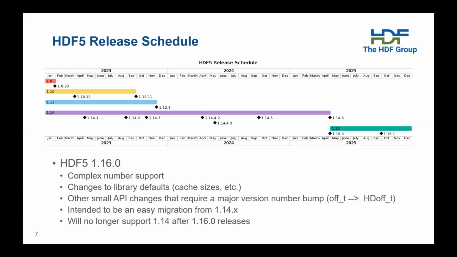We do want to change some of the library defaults to work better with things like cloud optimized HDF5 with modern storage systems. And then there's a few other minor API changes, like we're going from off_t, which is only 32 bits on Windows, to hsize_t, which is defined to 64 bits, things like that. Just a bunch of smaller things that should not significantly impact people who are trying to update.